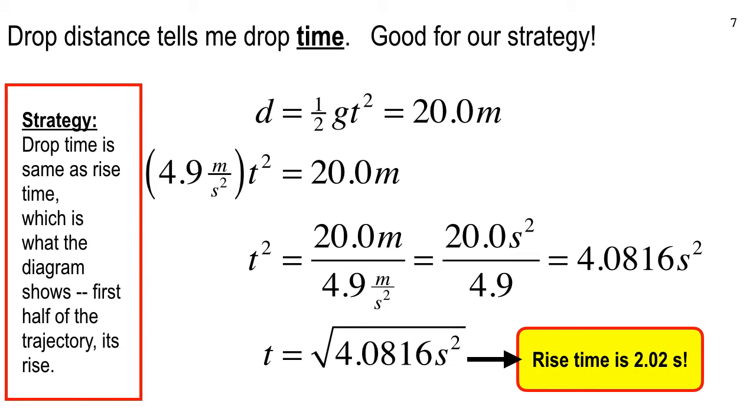Now, just to reinforce, here are the cancellations, here and here. The seconds squared go up to the top in the numerator, and then the square root of s squared is just s, so this is 2.02 seconds. All right, questions about this? Yes, Anastasia.